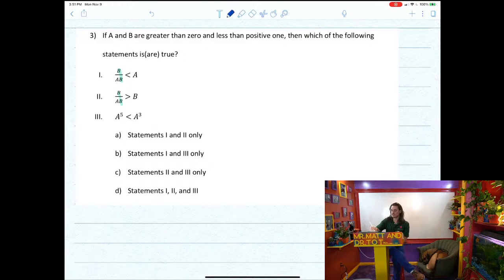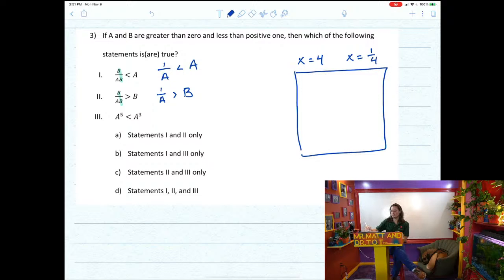So I'm going to rewrite this as 1 over a is less than a. And I'm going to rewrite the second one as 1 over a is greater than b. Remember that a and b are both fractions in between 0 and 1. What happens to a number when we take the reciprocal? If we have x equal to 4 versus x equal to 1/4 again, let's look at what happens when we do 1 over x. If x is 4, I'm going to get 1/4.